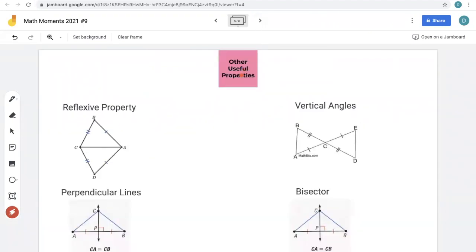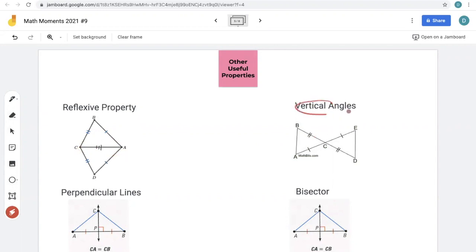So let's move on to other useful properties for proving triangles are congruent, among other things. We have what is called the reflexive property. What this does is it says, hey, two triangles that share a side are going to have that side be congruent. So in triangle ABC, the side CA is going to be congruent to side CA in triangle ADC. So that's the idea behind the reflexive property. The shared side gives you almost an automatic side, like a freebie.